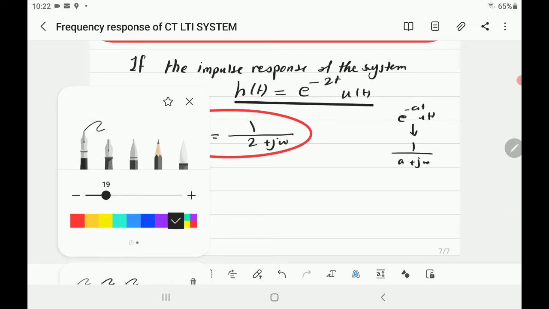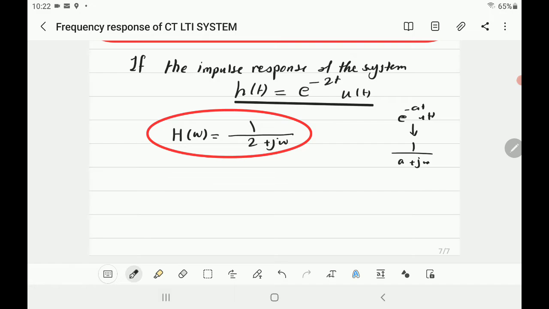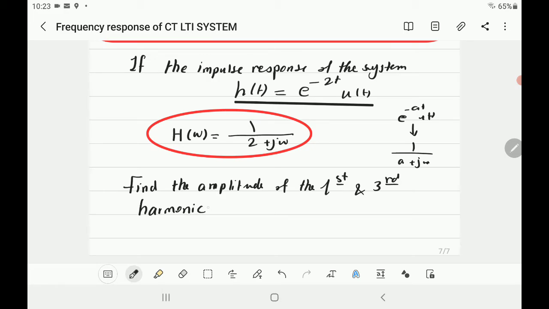Let's say that the problem or example we are given says: find the amplitude of the first and third harmonics in the output.